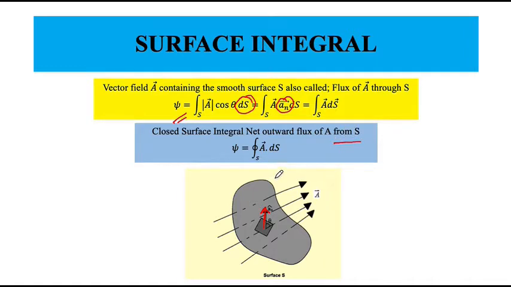Notice that a closed path defines an open surface, whereas a closed surface defines a volume. So this is flux. Closed path defines surface, surface defines volume.